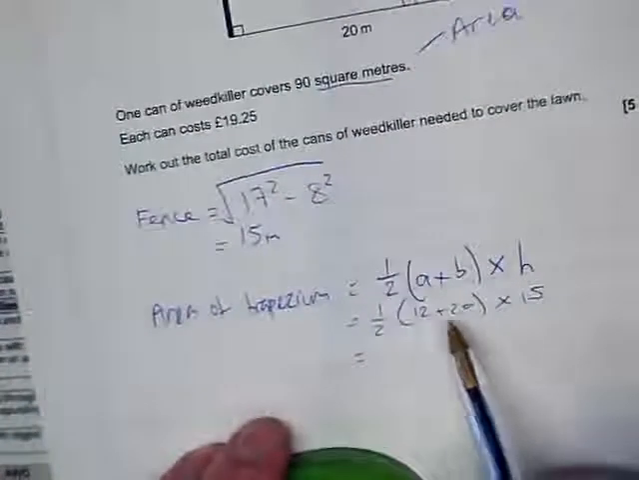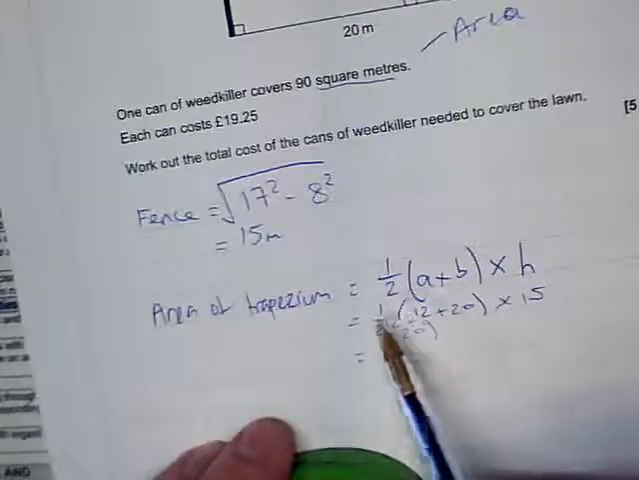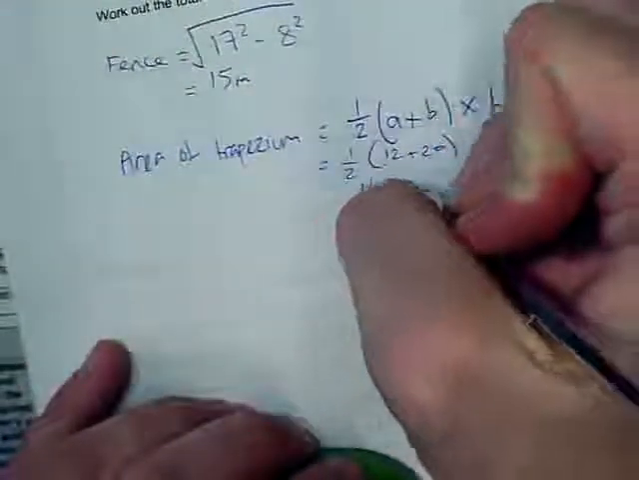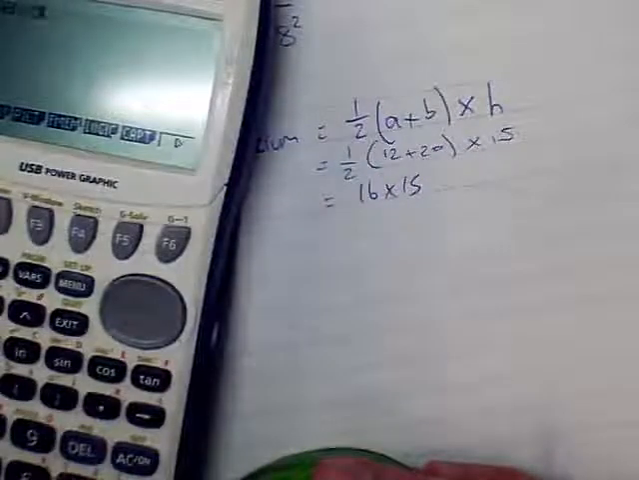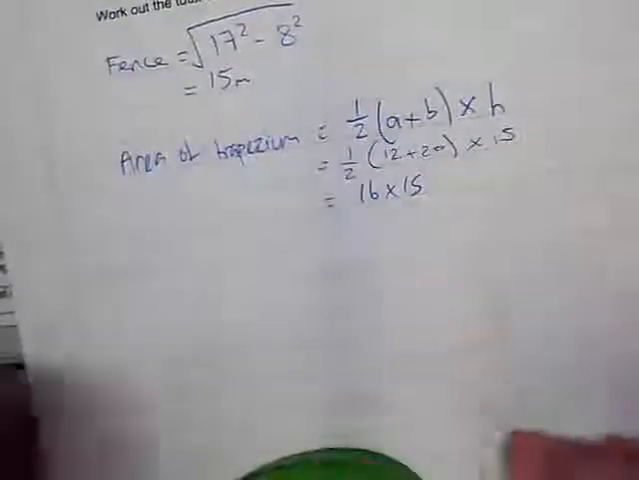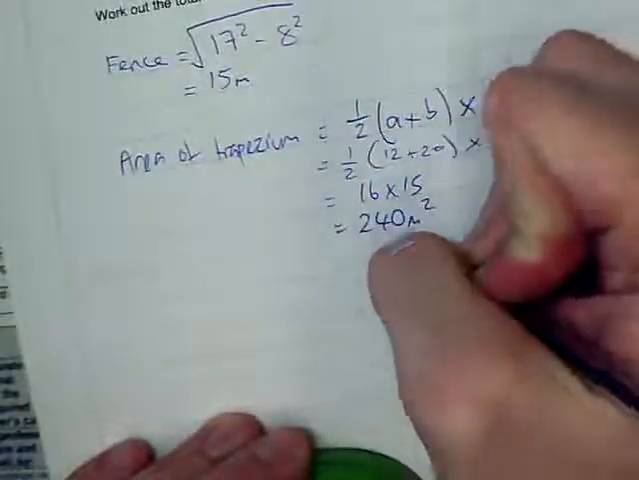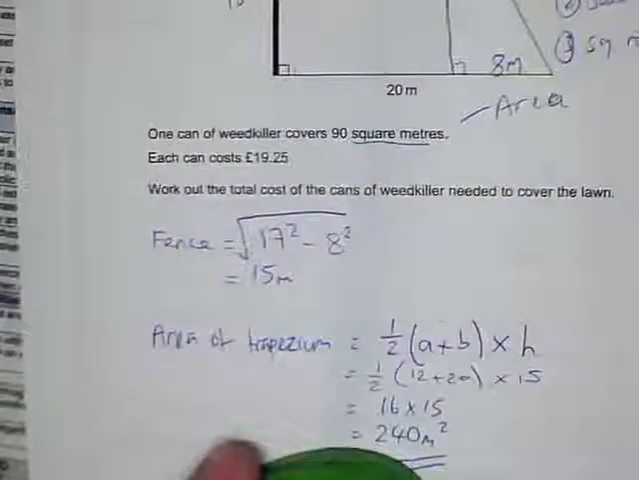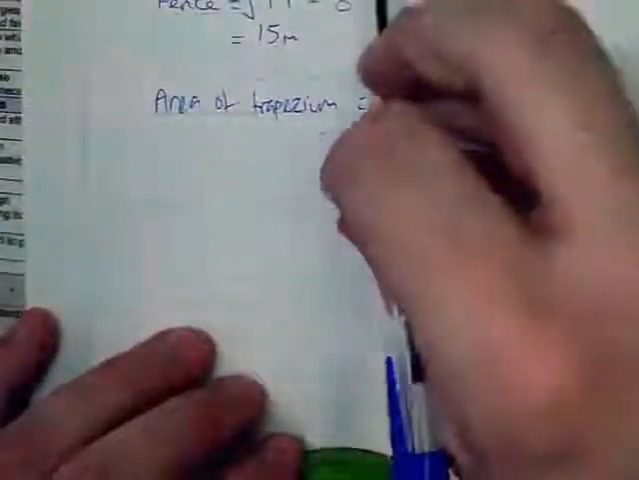So 12 add 20 is 32, half of 32 is 16, so I'm doing 16 times 15, and on my calculator I get 240. So that is my area. Because it's an area, I'm going to say it's the unit squared. And I can now look at the next part of the question.